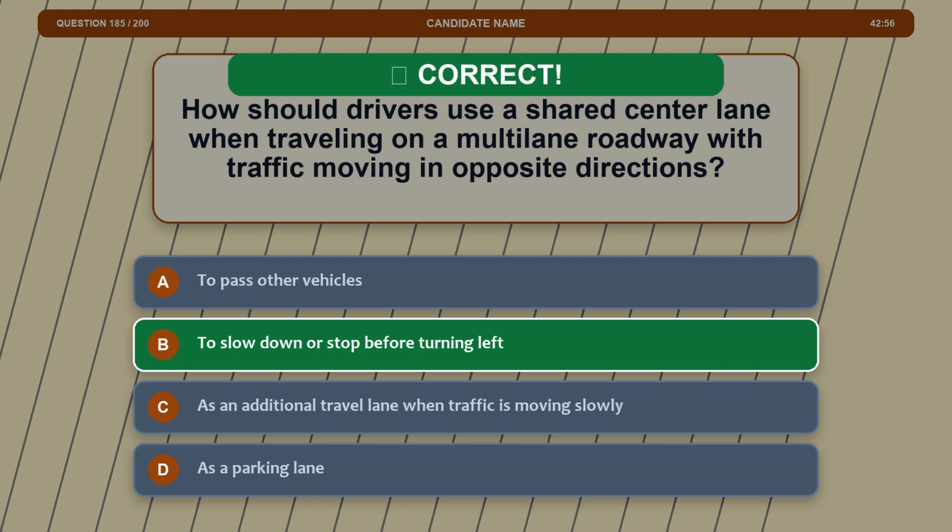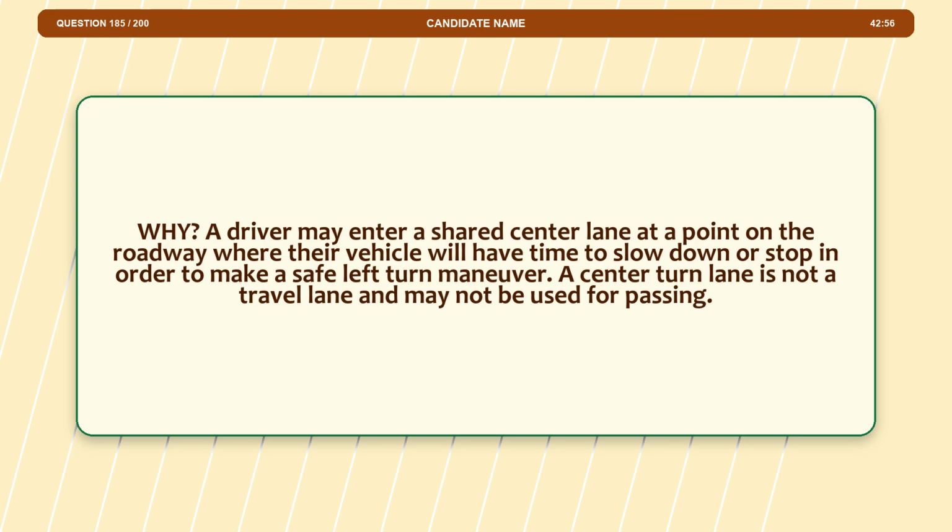The correct answer is option B. To slow down or stop before turning left. Explanation: a driver may enter a shared center lane at a point on the roadway where their vehicle will have time to slow down or stop in order to make a safe left turn maneuver. A center turn lane is not a travel lane and may not be used for passing.